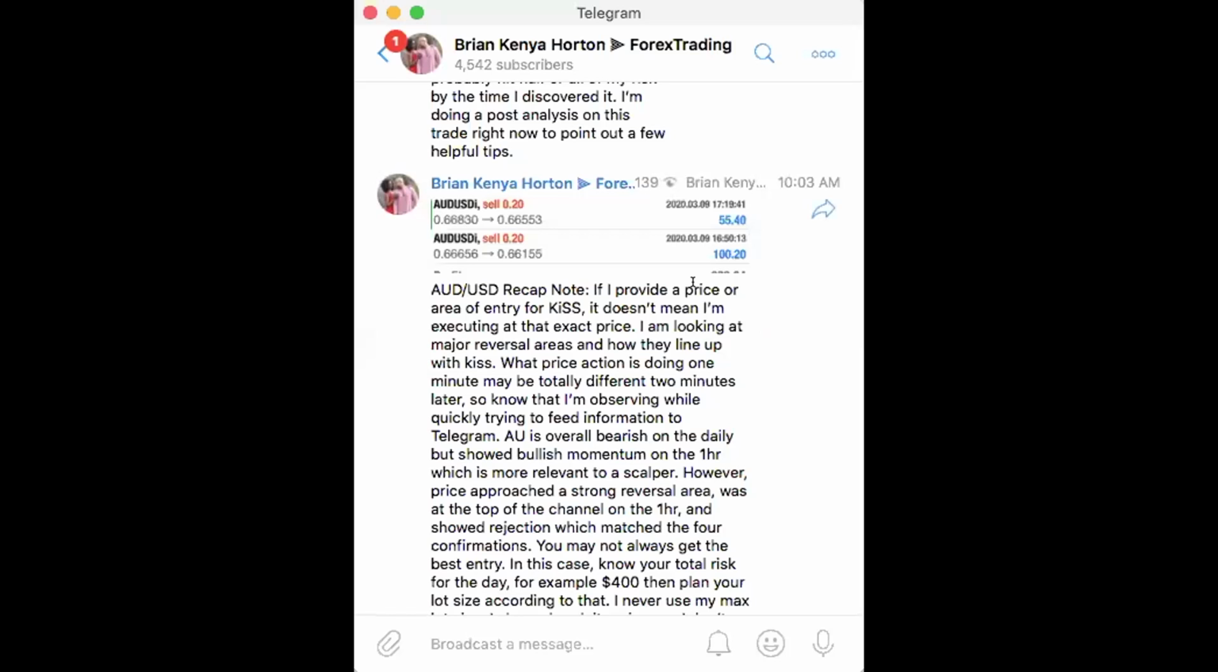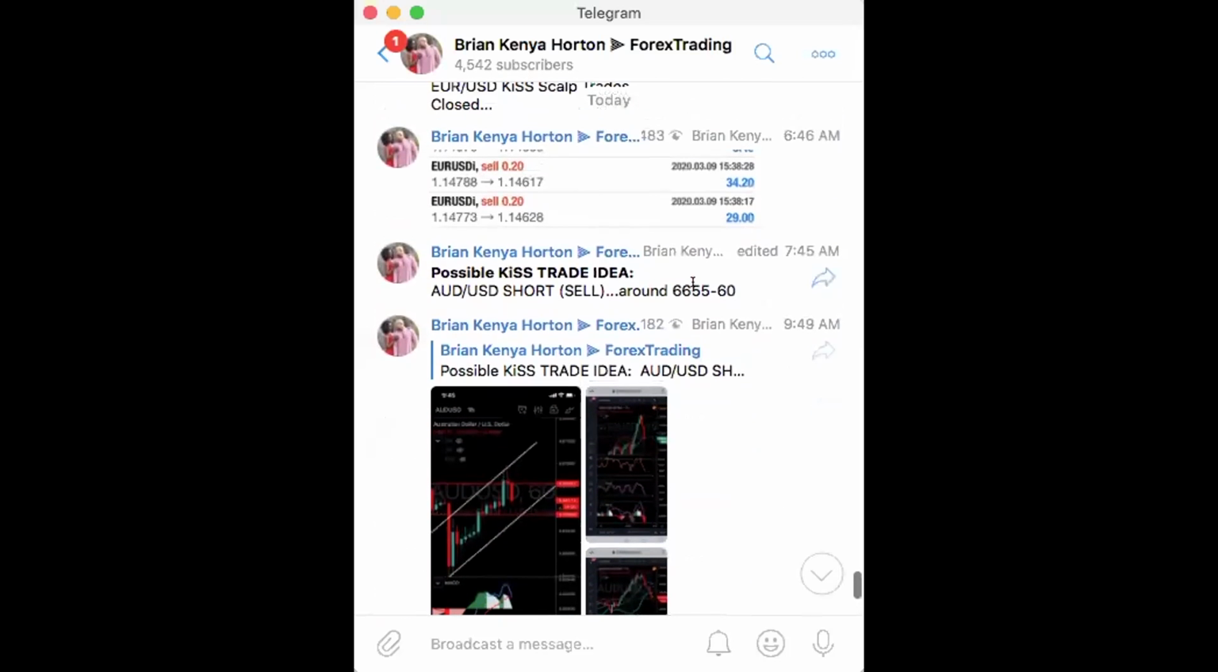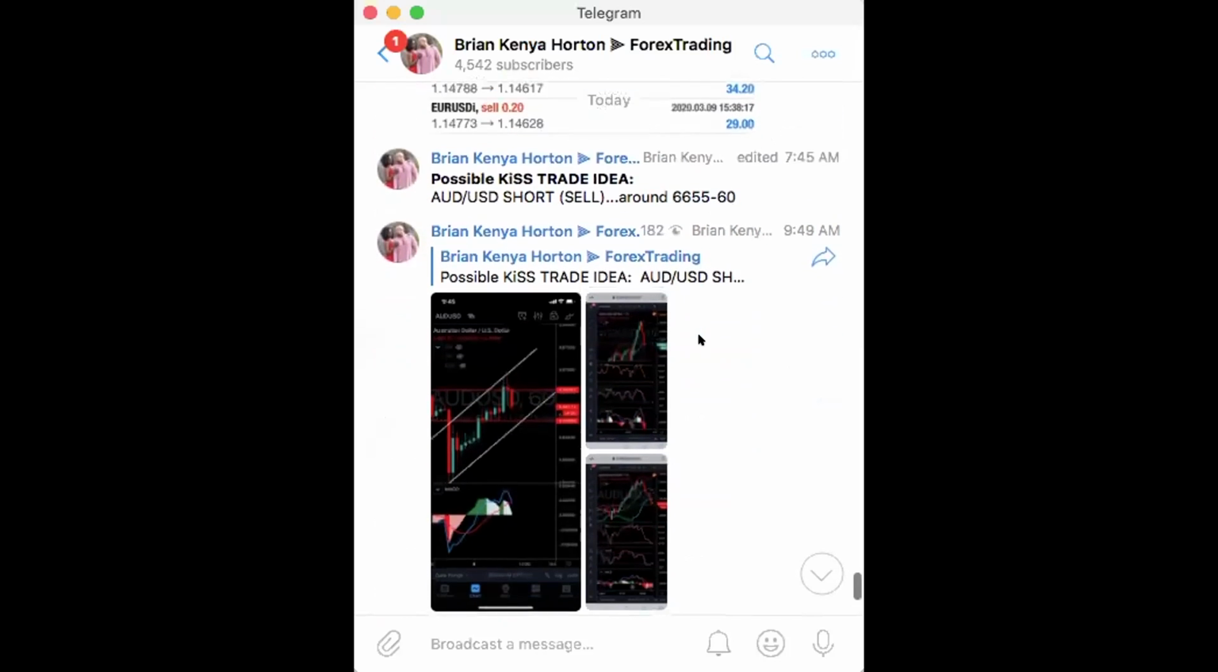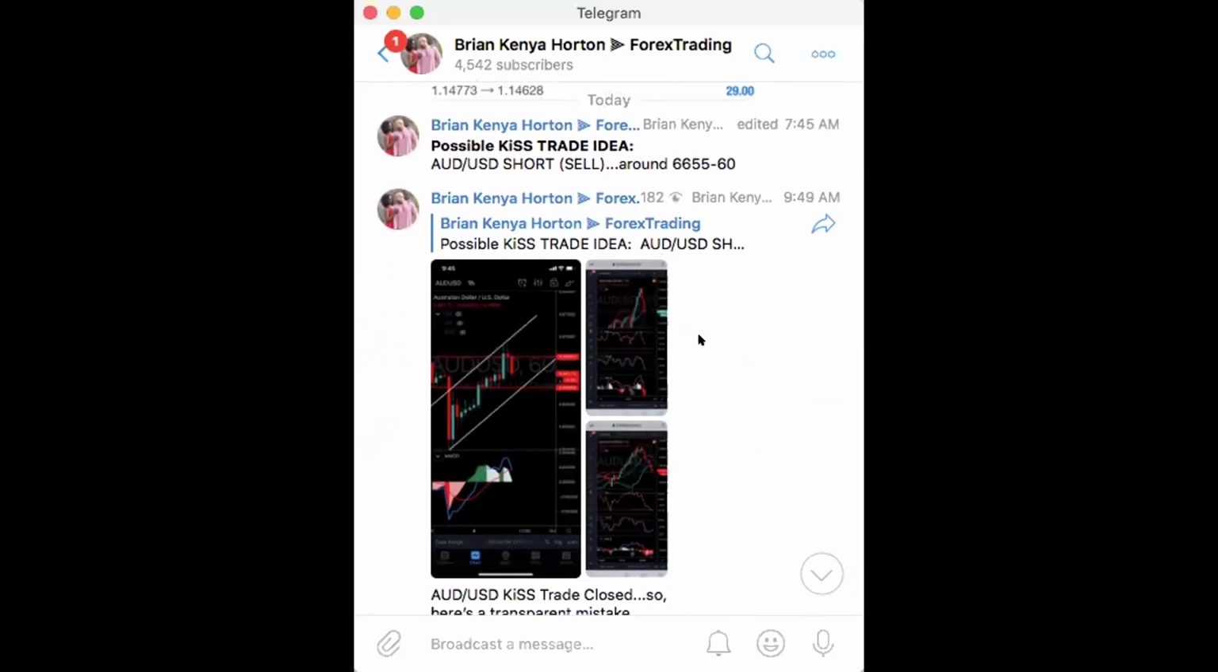So when I drop a KiSS trade, I usually will put in Telegram potential KiSS trade idea AUD/USD, and I'll put either if it's a short or a long, for buy or sell, and not always, but sometimes I'll put the zone that I'm looking at. So this time I put around 66.55 to 60. Now, that's not always accurate, but what you should know is that if Kenya says that, let me go to the chart and see what potentially she's looking at.